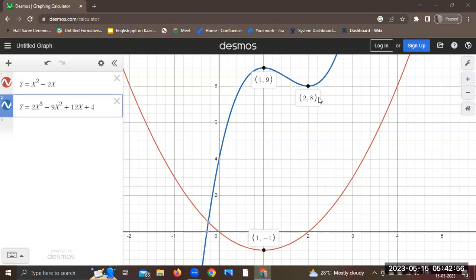So we got the same. Exactly the same thing we got, right? Of course, 9 and 8 are the values of y. That's a different thing. Okay.